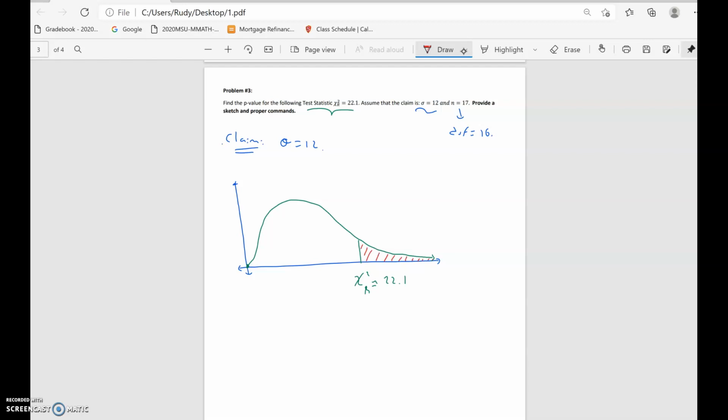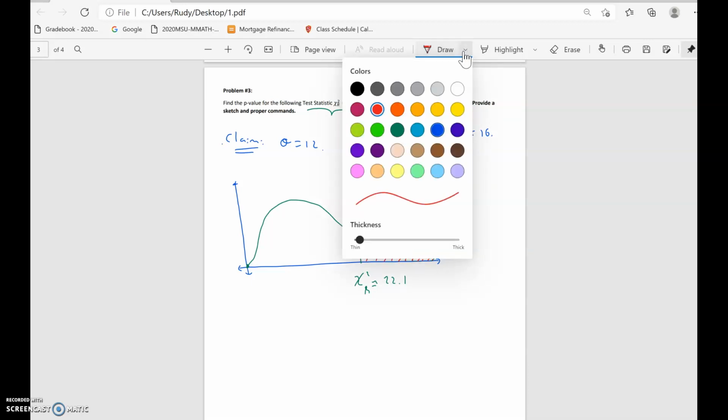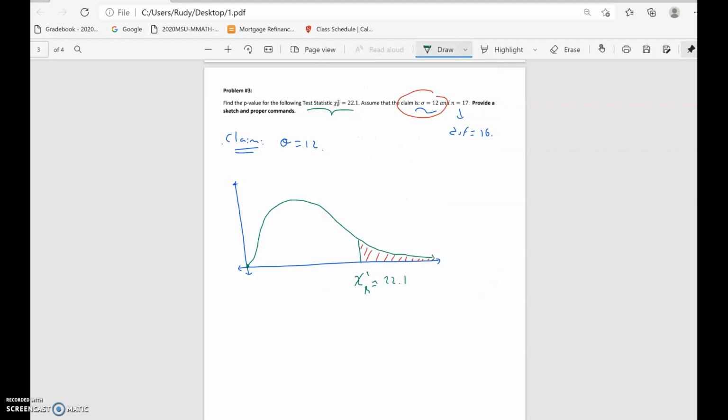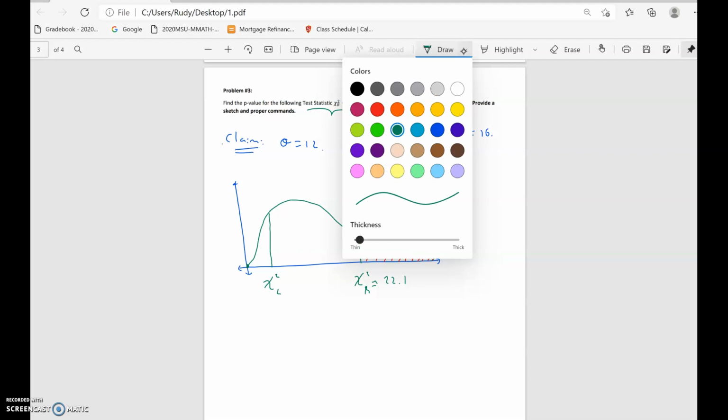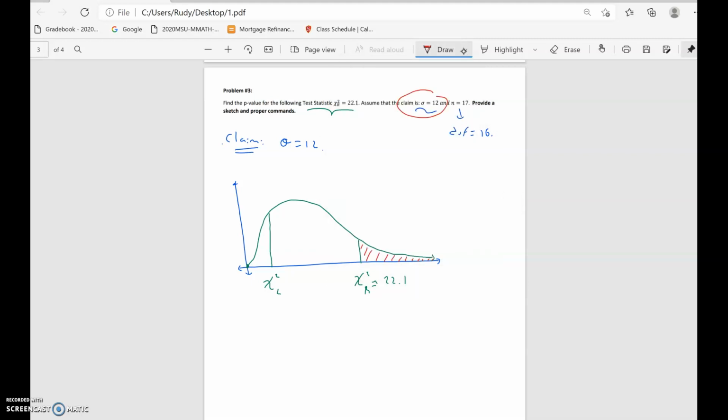Now, if it was a right tail test, you would only be looking at this area. But technically, because of the claim of equality, this is supposed to be a two-tail test. So technically, there is supposed to be another value on the left. In this case, it's not given. The reason that it's not given is because it's not needed. It's based on how the table is technically given, or the code that we're using.